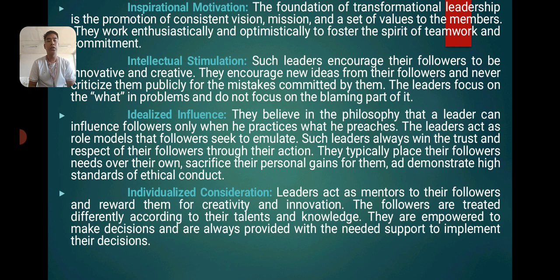Individualized consideration. Leaders act as mentors to their followers and reward them for creativity and innovation. The followers are treated differently according to their talents and knowledge. They are empowered to make decisions and are always provided with the needed support to implement their decisions.